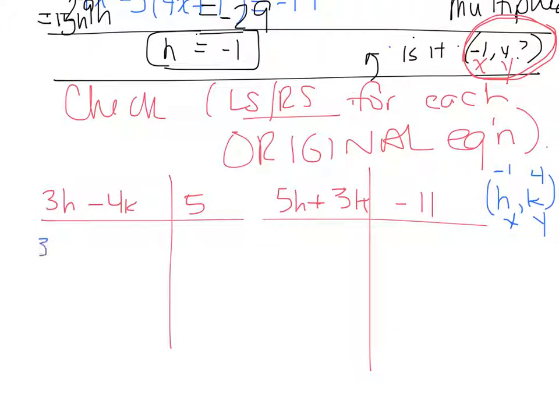So we substitute them into the equation. 3 times -1 minus 4 times 4 should equal +5 if it's correct.